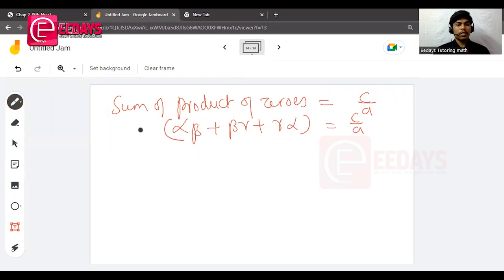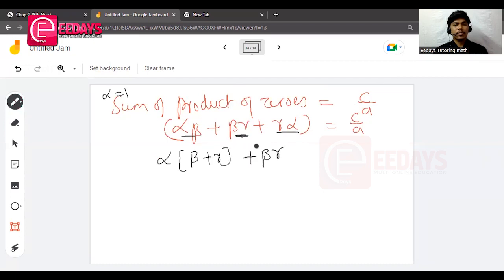Okay. Alpha we already know, alpha is equal to 1. And that's why I substituted 1 here, 1 into beta plus beta into gamma. Do one thing before writing the step. Here we have alpha beta and here alpha gamma. Alpha is common from both. If you take alpha common, you are left with beta plus gamma. And beta gamma is already there.